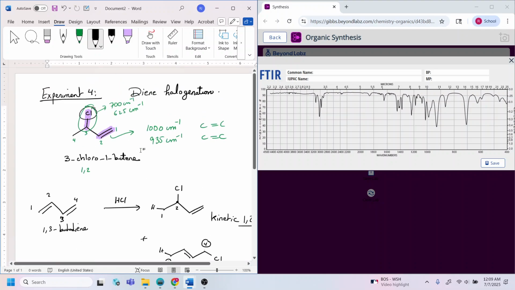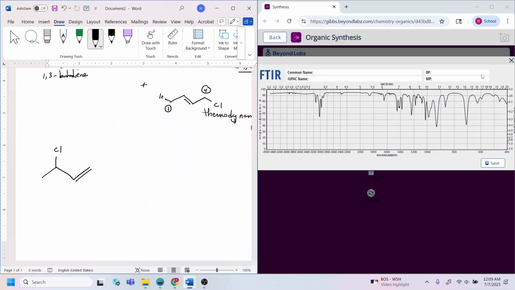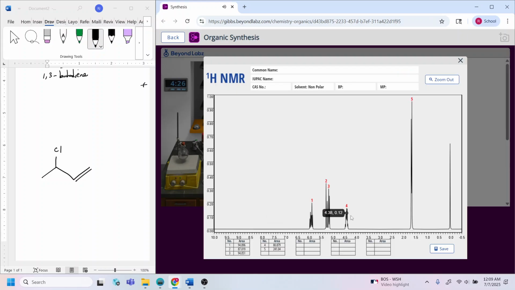So this is for the FTIR. For the proton NMR, let's do the proton NMR. So for the proton NMR, okay, so these are peak 1, 2, 3, 4, and 5. So they need 5 peaks to be analyzed in this case. Okay, let's go ahead and look over here to see the different signals that I have.